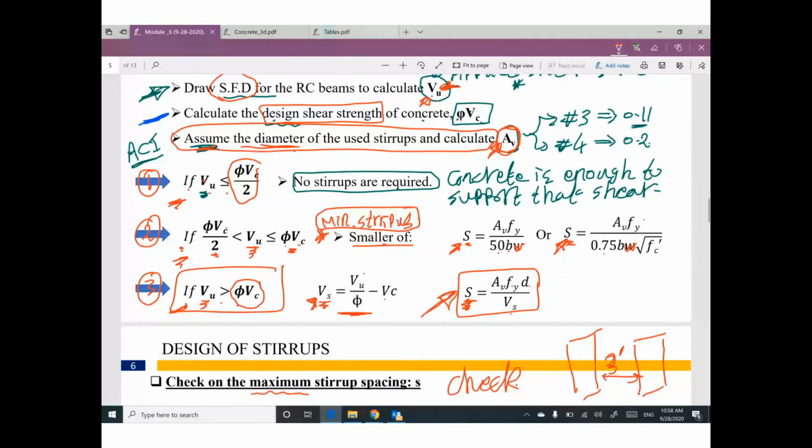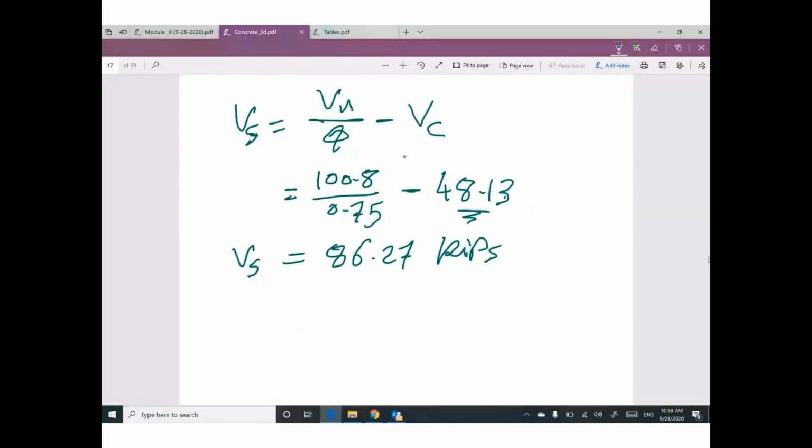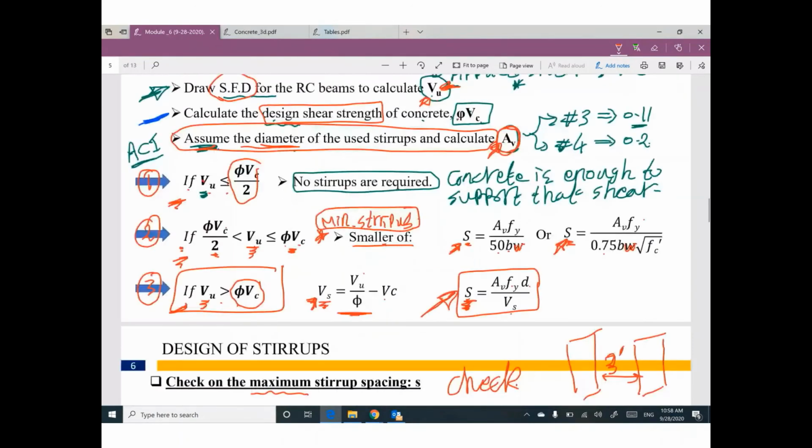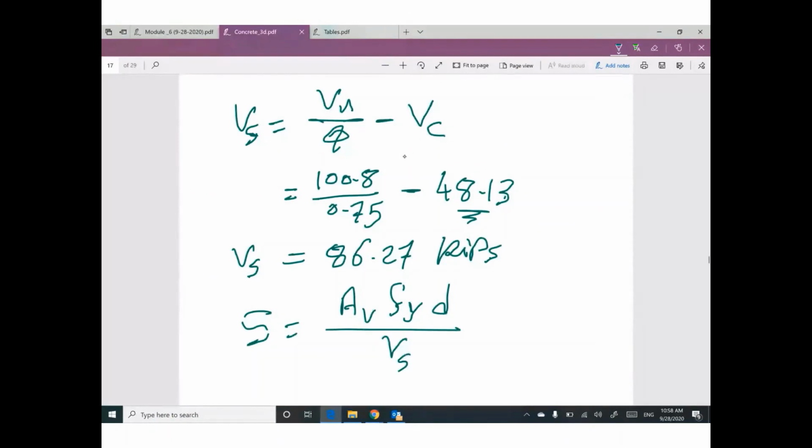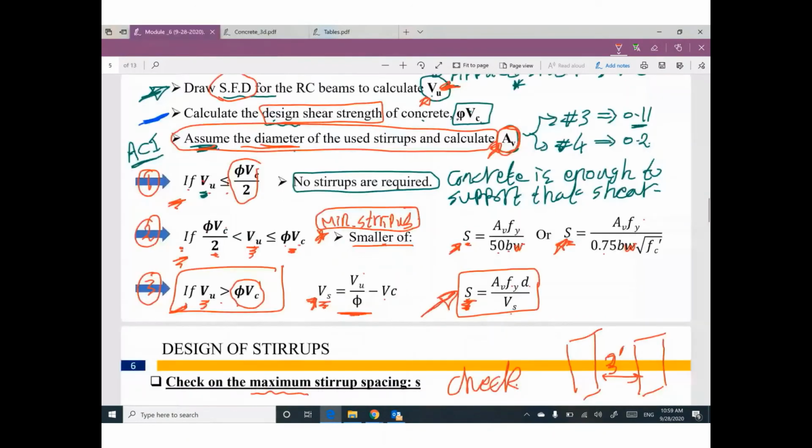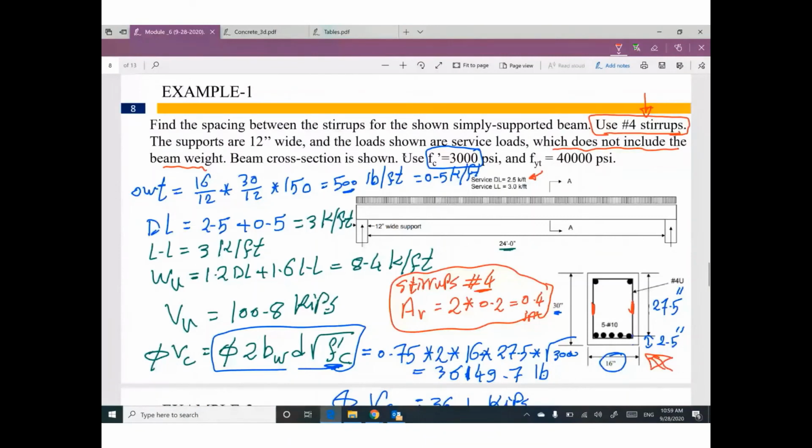Last step, your spacing equals area V, F yield, depth, divided by VS. What is the value of area V? 0.4. Do you remember? 0.4. What is the value of F yield? It's given in the problem. 40,000.